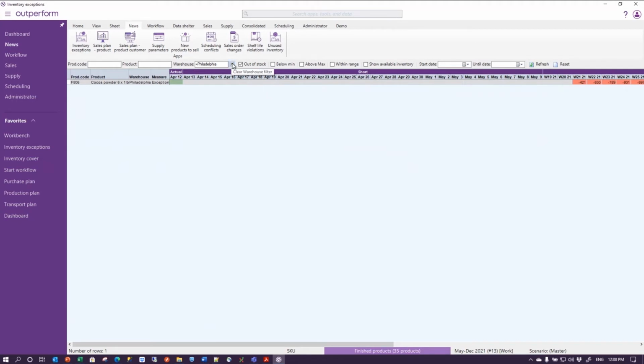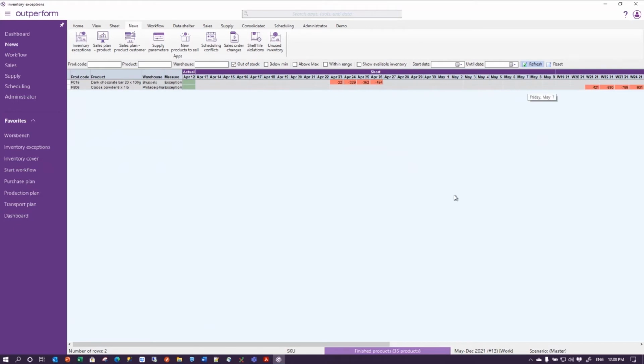Let's see if outside Philadelphia there's more out of stock to be worried about, and yes, there is. The F15 is going out of stock in Brussels, and this is also an example where I can maybe exploit these date filters over here. You see, this is an out of stock that's quite early in the horizon, in the short-term horizon. Okay, we have maybe a few more days to repair it, but it's often the case that your short-term exceptions are sort of unrecoverable. You can't do much about it anymore.